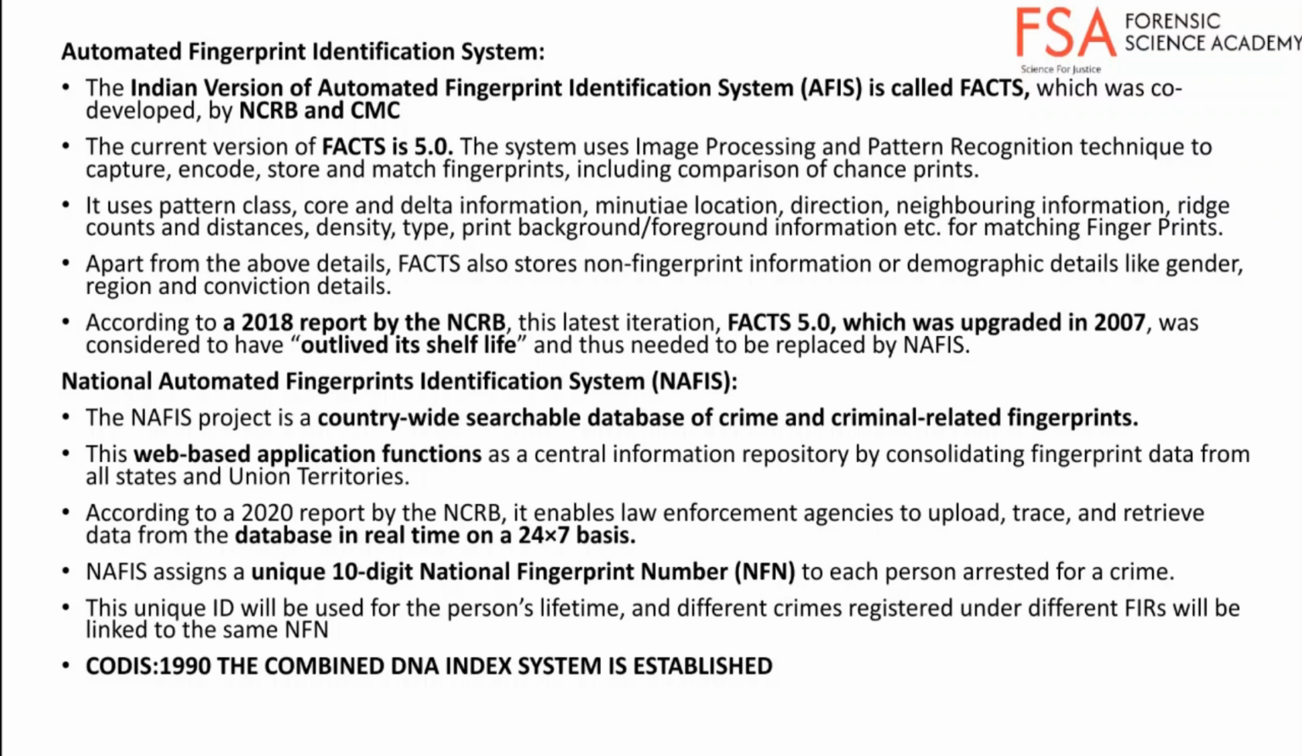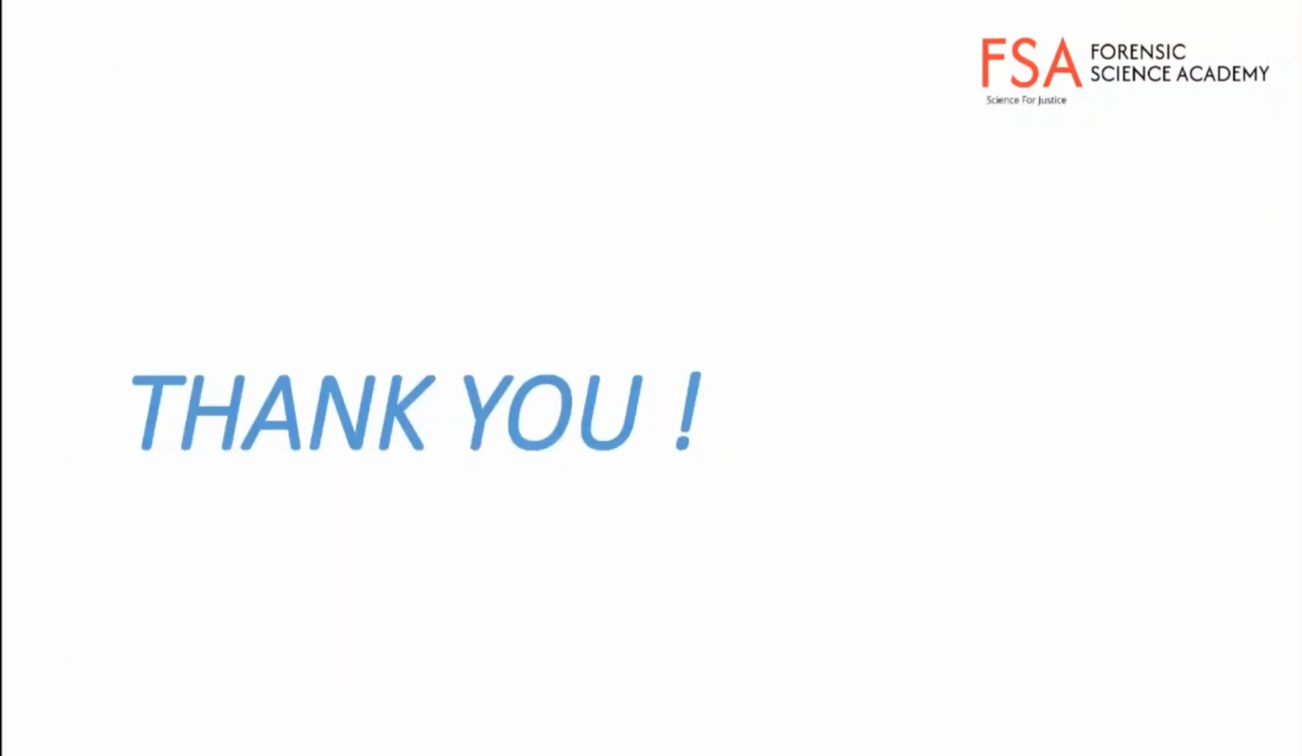NAFIS assigns a unique 10-digit national fingerprint number to each person arrested for a crime. This unique ID will be used for a person's lifetime, and different crimes registered under different FIRs will be linked to the same NFN. So, this is all about the history of the fingerprint, the AFIS, which later converted into NAFIS. Thank you.